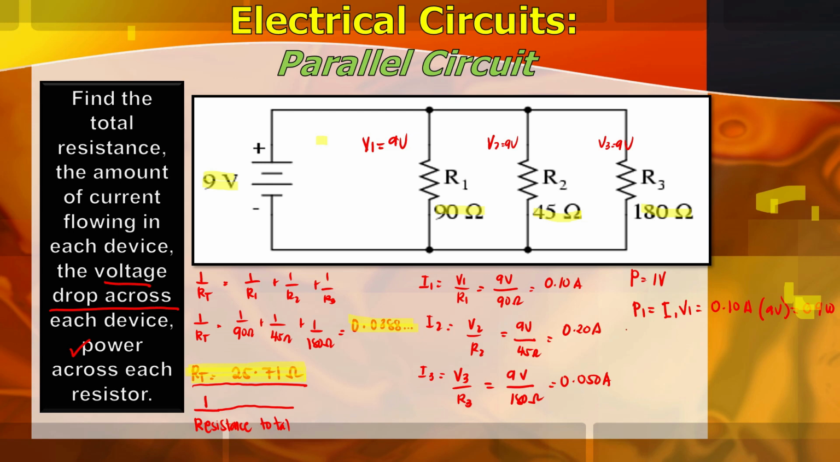Second, we have P2. So I2 V2. So we have here 0.20 ampere times 9 volts. So we have 1.8 or 1.80 watts. And P3, we have I3 B3. So we have here 0.050 ampere times 9 volts. So ang sagot natin dito ay 0.45 watts. And to make it clear, so let's use the highlighter first.